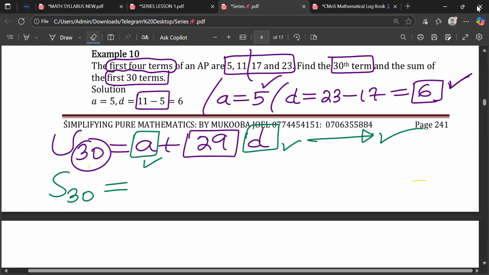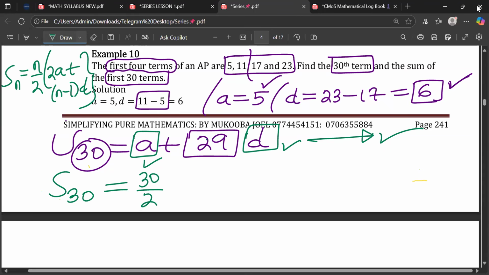okay, let me put here the formula. The formula is Sn equals n over 2 times 2a plus (n minus 1)d, all covered inside. So n over 2, it is 30 over 2. 2a, A is 5. Plus n minus 1, then d. Who can tell me n? What is the value of n? Because I'm supposed to say n minus 1, then d, which is 6.